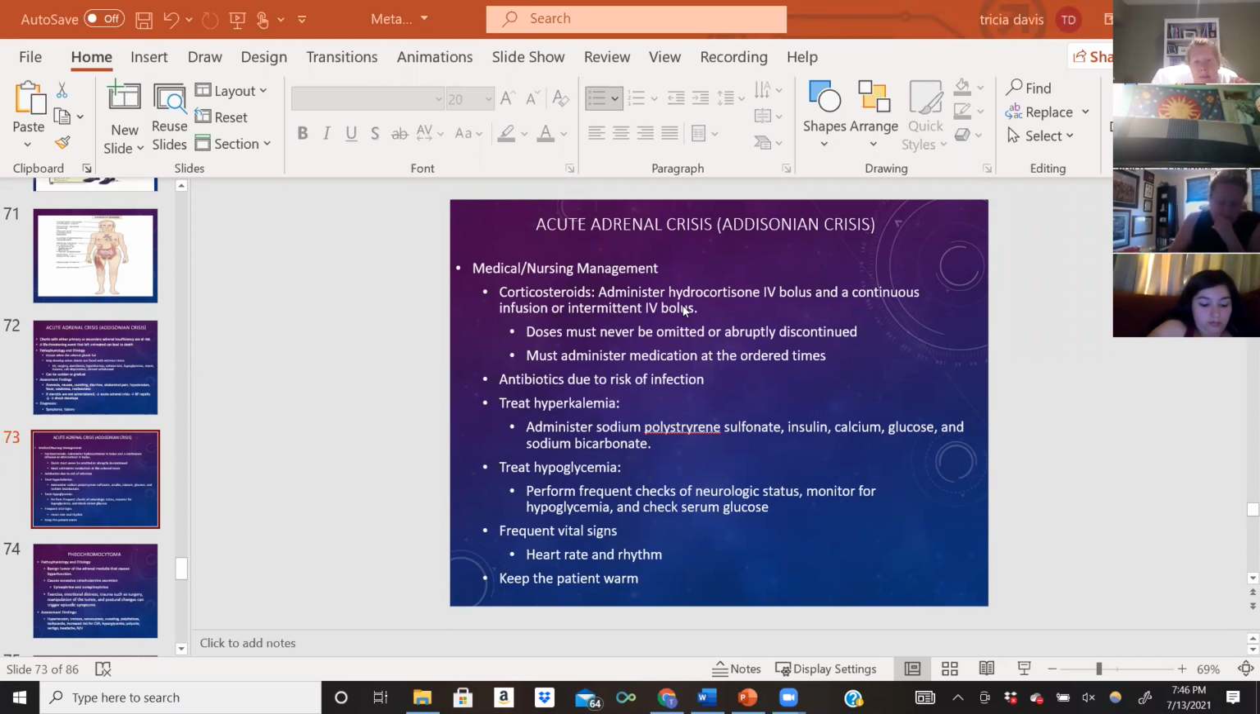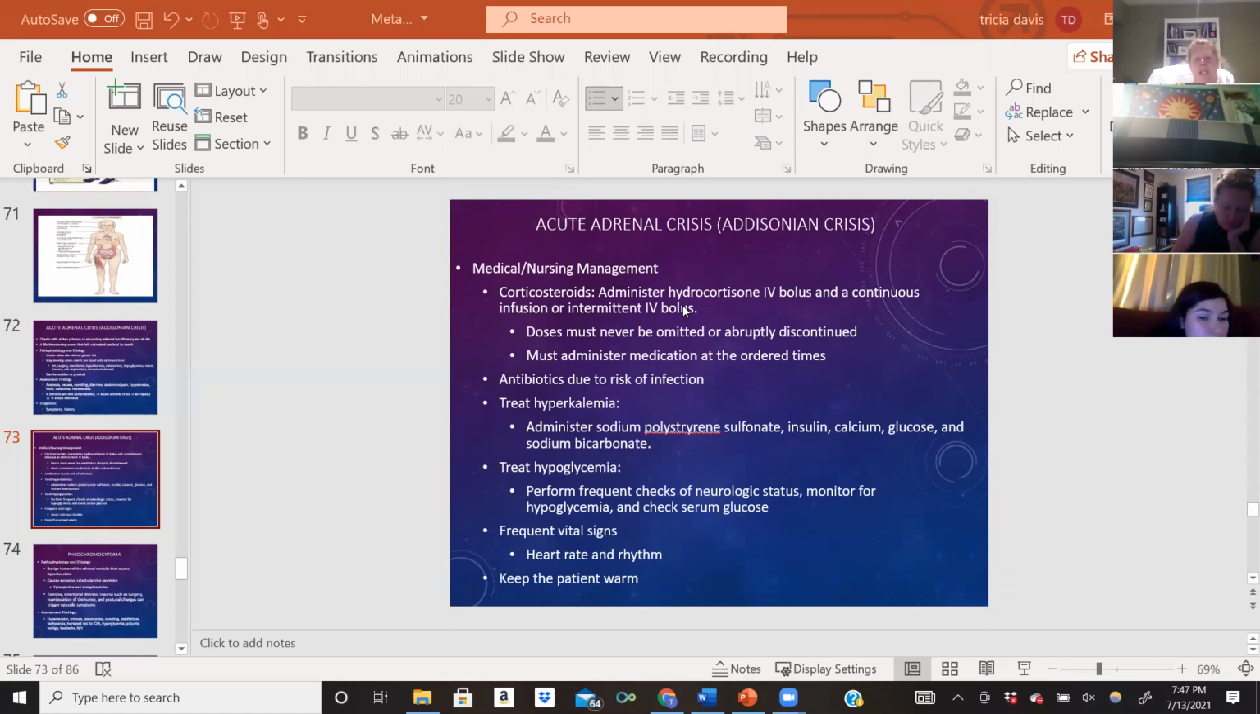These patients are at a high risk of infection, so we might give them prophylactic antibiotics. They're going to have hyperkalemia, so we can administer sodium polystyrene sulfonate, which will help bring down the hyperkalemia. We can give insulin, because insulin will carry the potassium with the glucose. We can give them calcium, and we can also give sodium bicarb. It just depends on what the doctor orders.